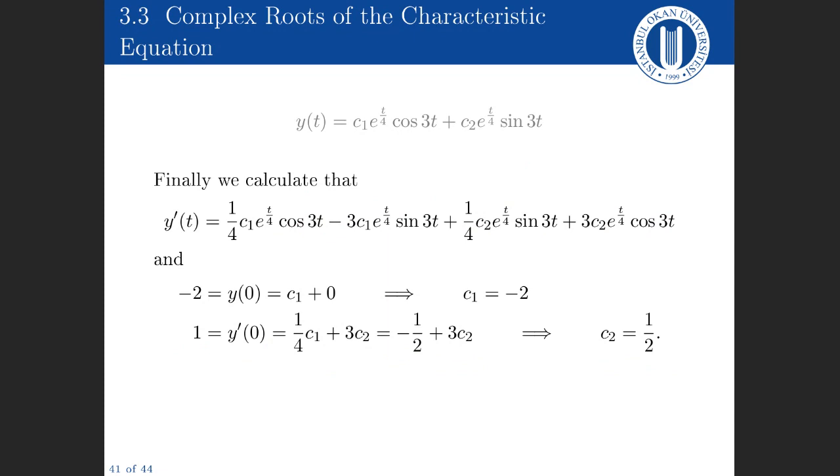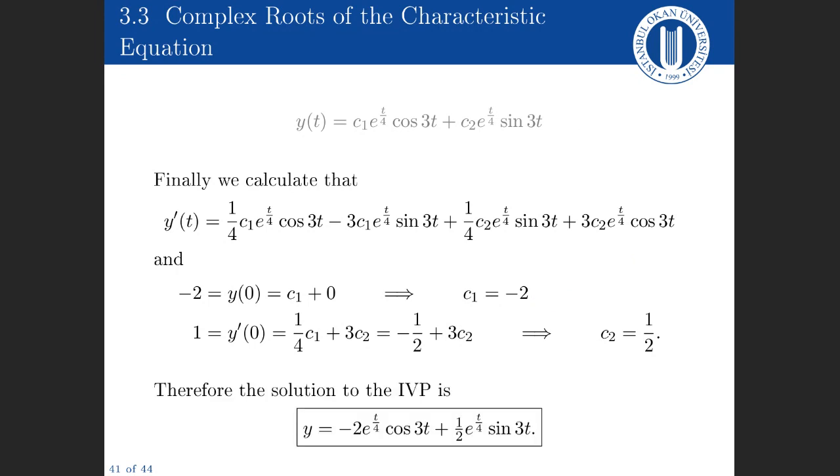And that's what we need. We know the general solution. We know C1. We know C2. Now we can finish the question. We can write down the general solution. Sorry, we can write down the solution to the initial value problem. Minus 2 e to the power t over 4 cos 3t plus a half e to the power t over 4 sine 3t.